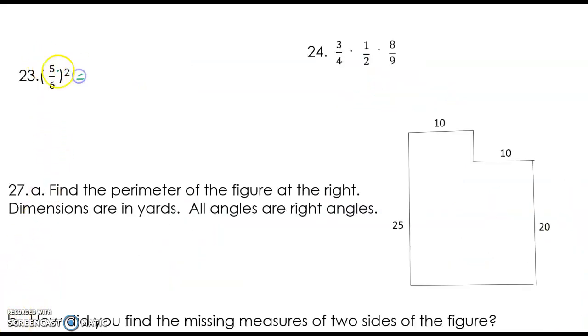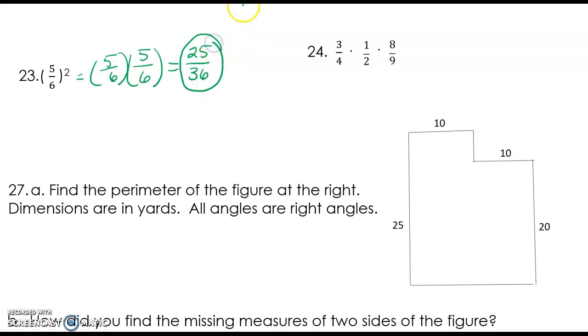All right, so this squared is going to be 5/6 times 5/6, which is 25 over 36, and that can't be reduced. I think they want us to reduce this ahead of time, and I know that that's difficult. Let me do this. I'm going to go ahead and multiply it, show you what it is, and then I'll reduce it. Yeah, let's do that. 3 times 1 is 3, times 8 is 24. 4 times 2 is 8, times 9 is 72.